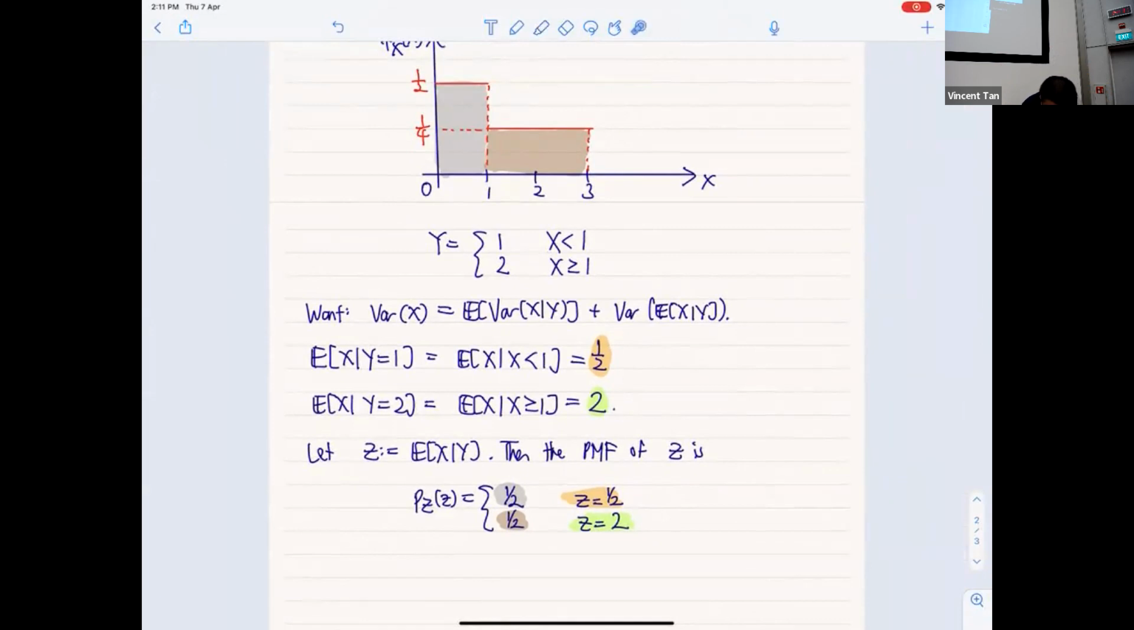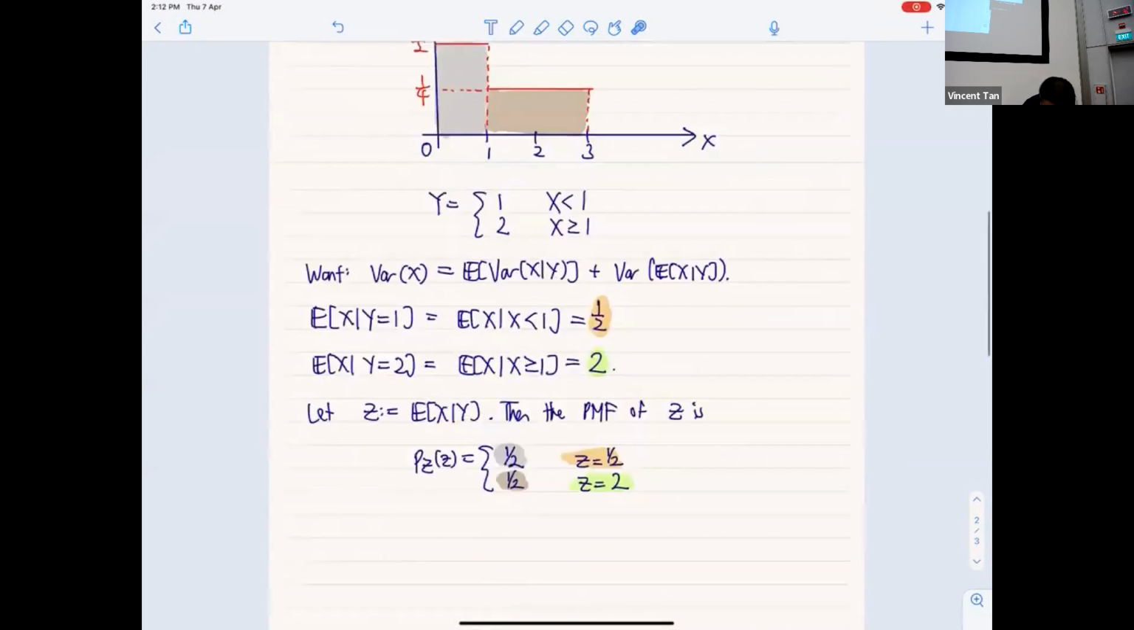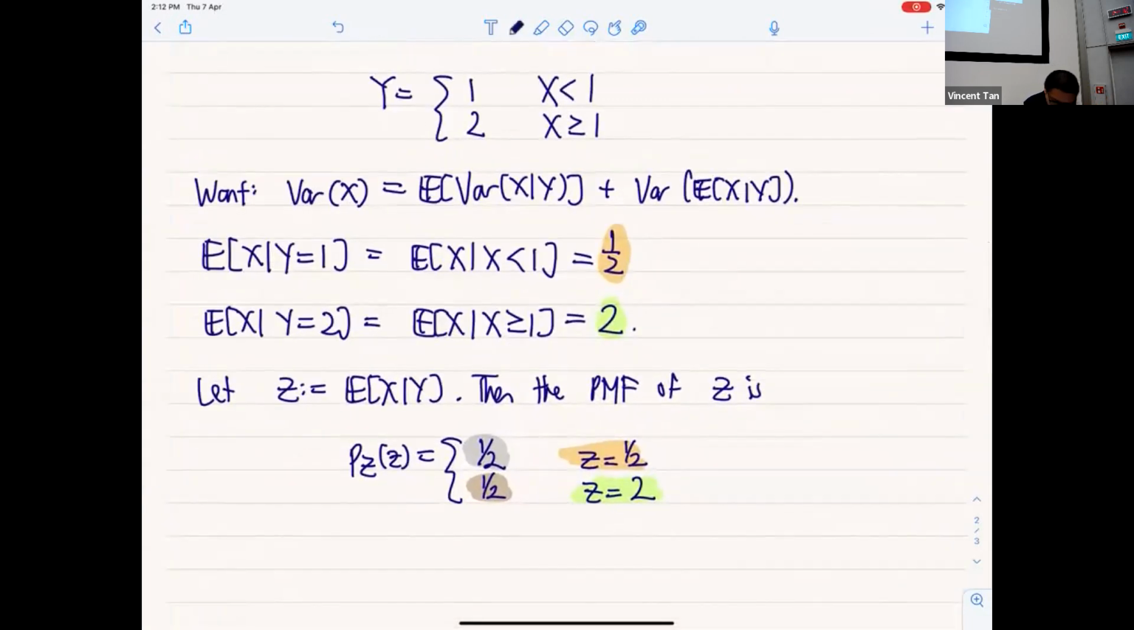Okay, so with probability half, z is equal to half. That comes from here, because x less than 1, y equals 1. With probability half, z is 2. What is z? z is the value of the conditional expectation. This number half is here. So this is z. Everyone understands? Okay, so we can prepare a few more things. I want to make sure everyone understands this. It's super important. The book is very fast here.